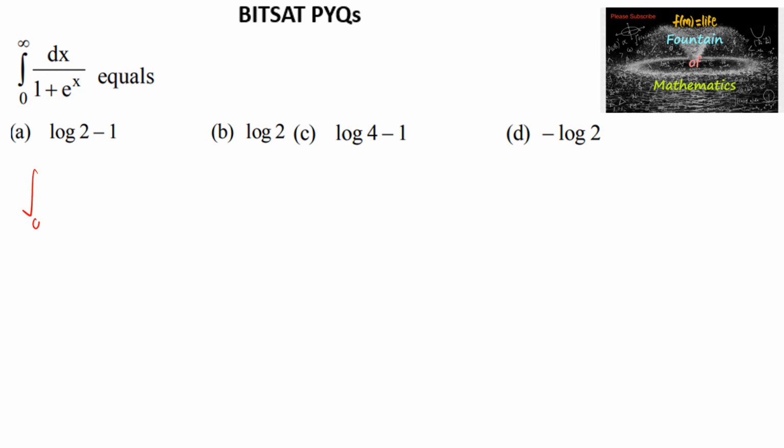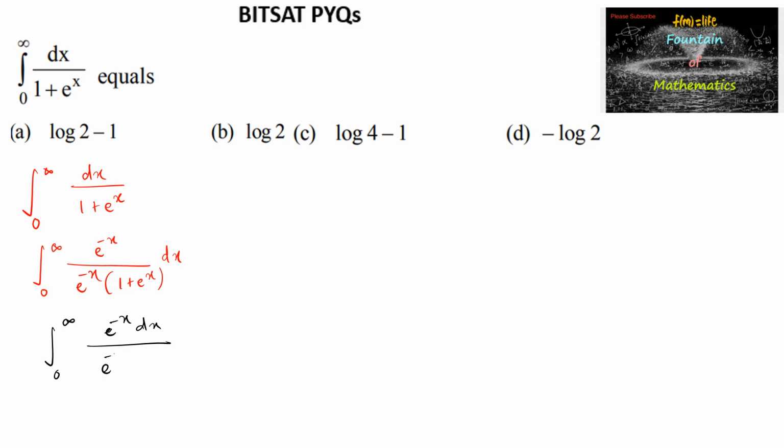Integral 0 to infinity dx upon 1 plus e^x. So let us simplify. Let us multiply and divide with e to the power negative x. On simplifying, you will get integral 0 to infinity e^(-x) dx upon e^(-x) plus 1.